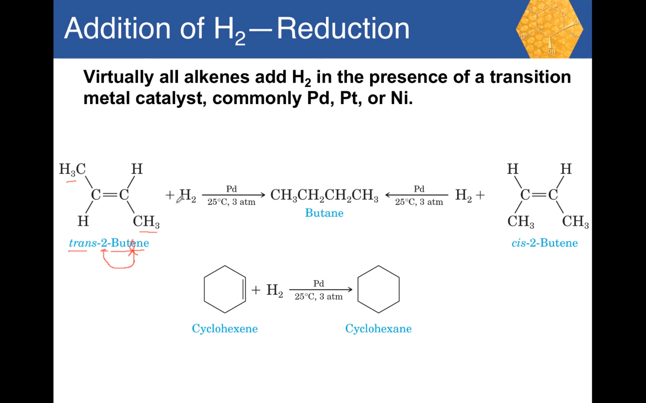In the reaction, however, which is an addition reaction, we're adding H2, which is H and H. So one H will be added to that carbon, and the other H will be added to this carbon in the presence of a catalyst. The catalyst here is palladium, but it can be platinum or nickel. The product is a saturated molecule. In this case, it is butane.